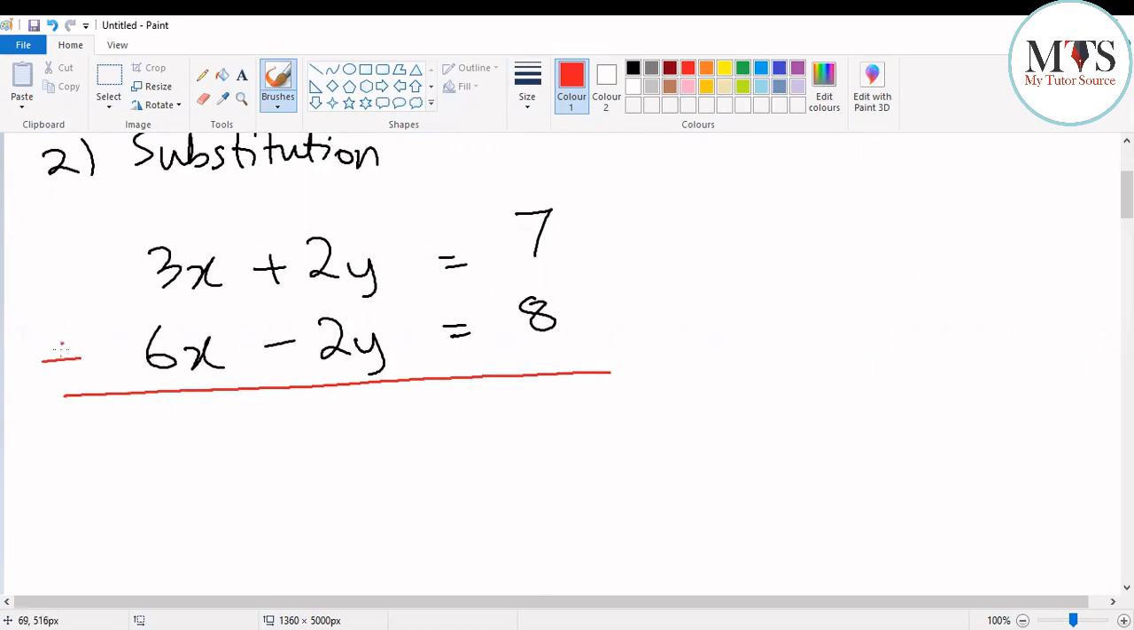If I add these two equations, this plus 2y and minus 2y will just get cancelled out and become 0, right? So we can see that if we add these two equations, the y gets cancelled out. So that is the correct method to take. So let's do that. First, let's add 3x and 6x. What would that give us?